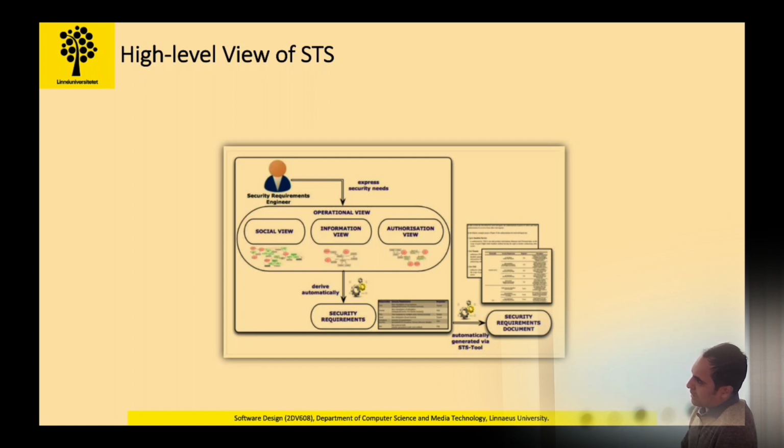Once he has this operational view, so combined, all 3 are known as the operational view, then he comes up with, or specifies, some security needs. Those security needs will be about either the goals or the documents or about the authorization. And once he specifies the security needs, the tool automatically generates this document, the final security requirements document.